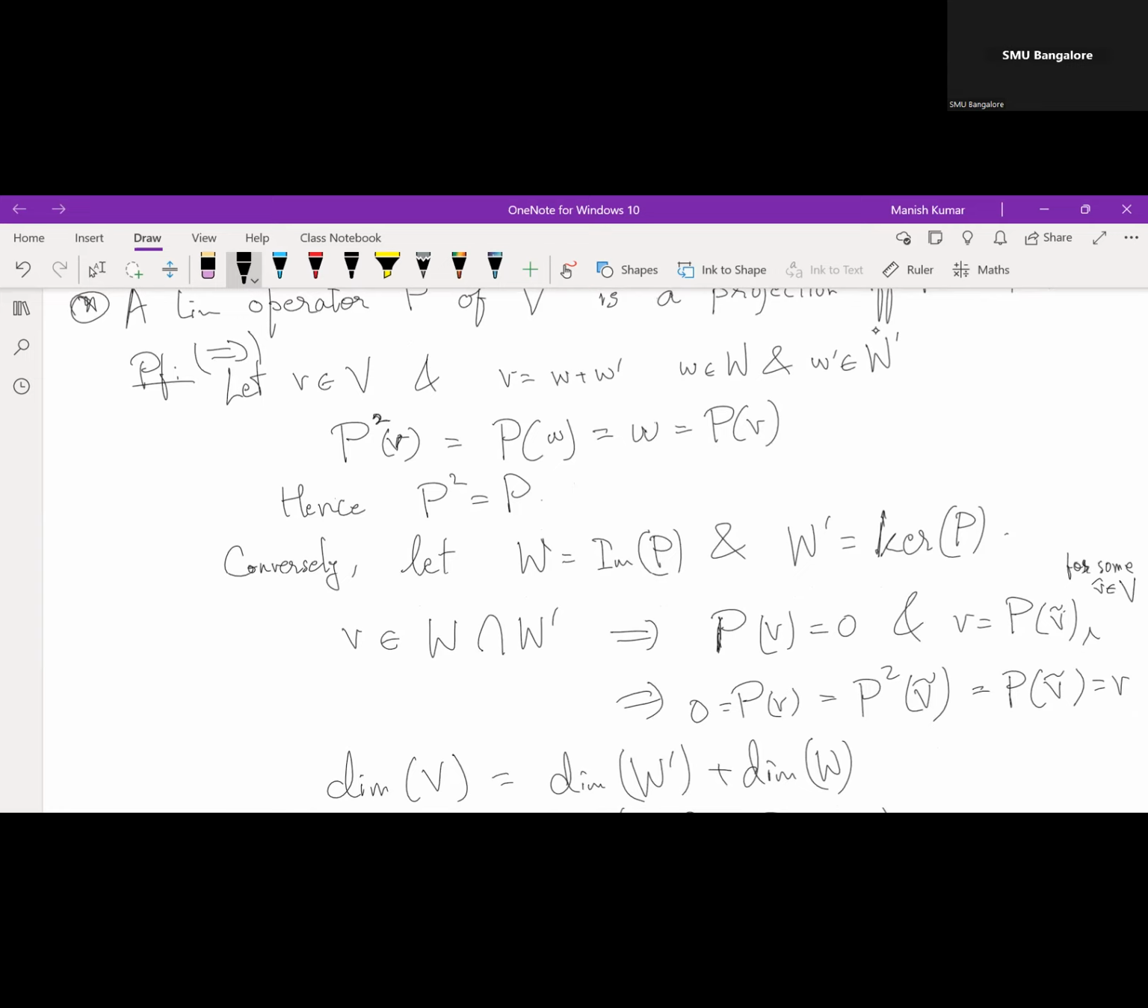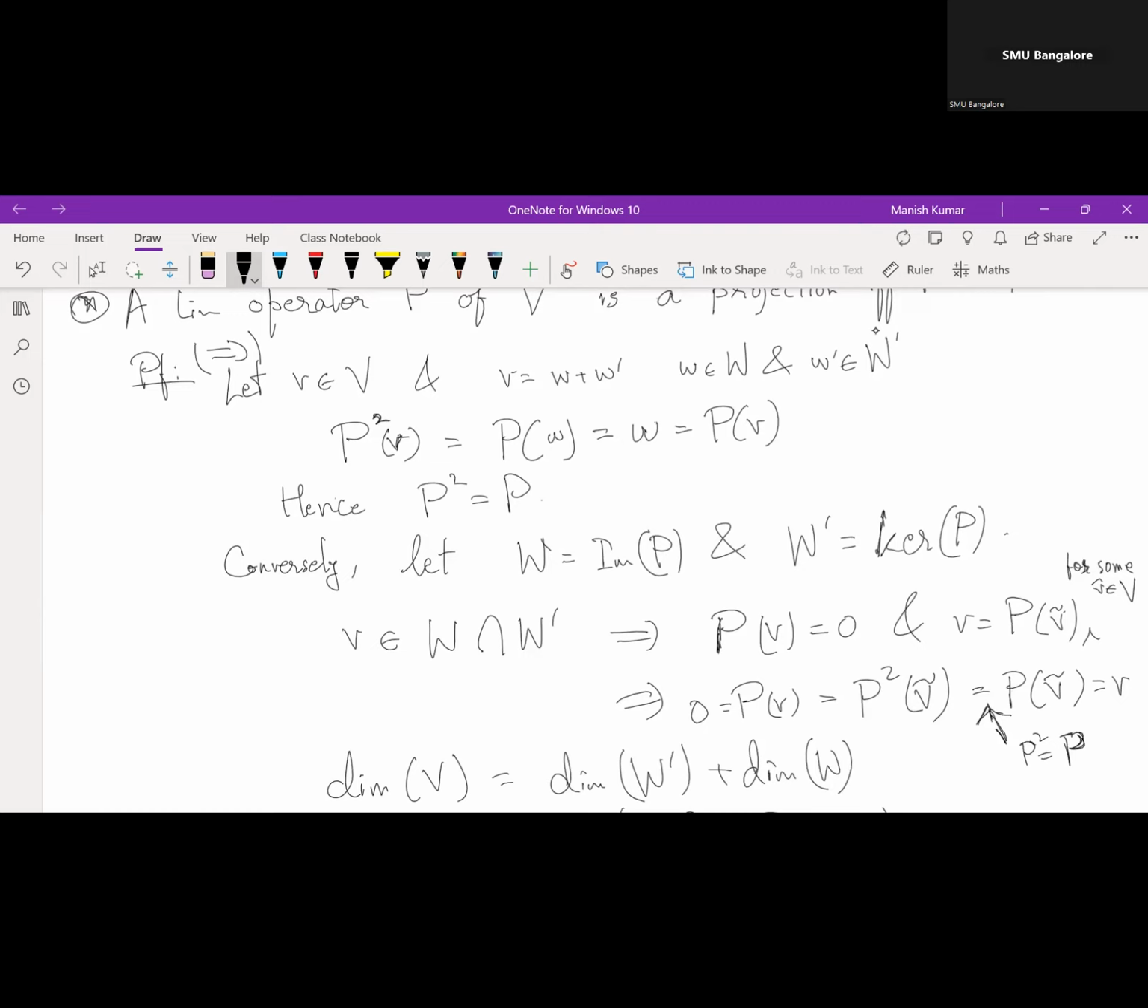But PV is 0. And P square V tilde is the same as PV tilde because P square equals P. So here is where we are using the hypothesis that the endomorphism has this property. And PV tilde is equal to V by our assumption. So that tells you that V must be 0, and the intersection of the image and kernel is 0.